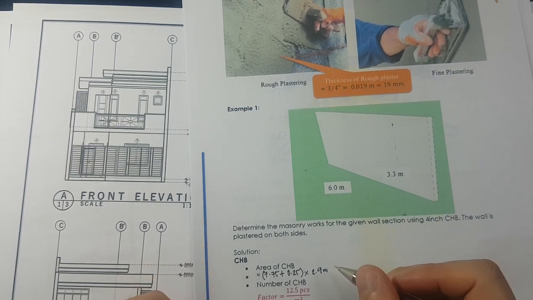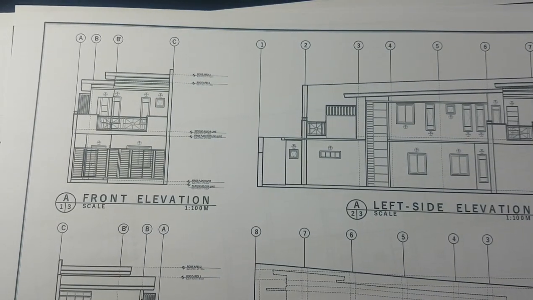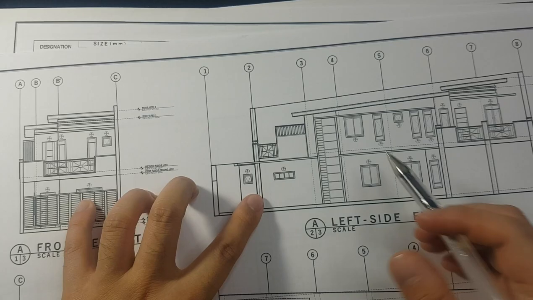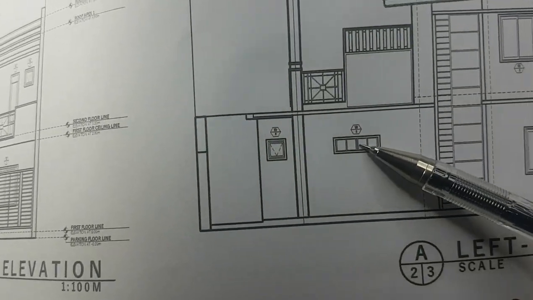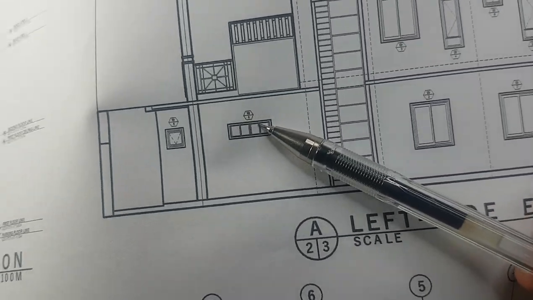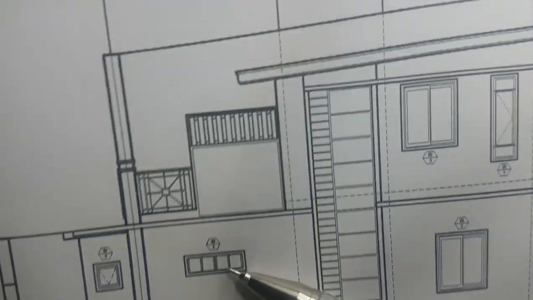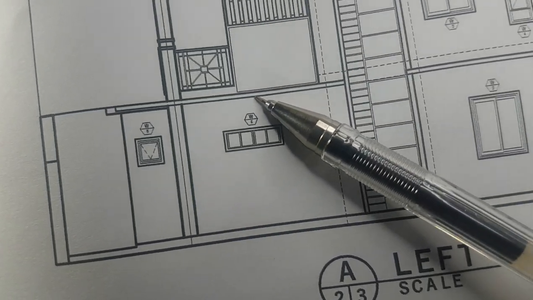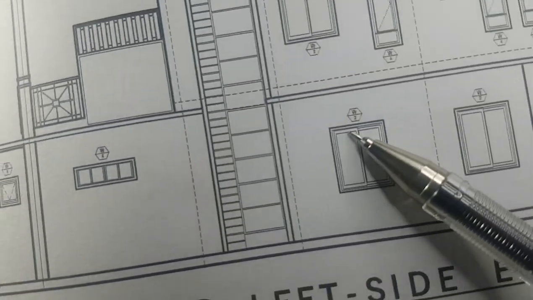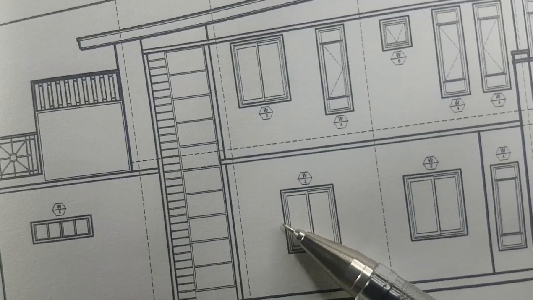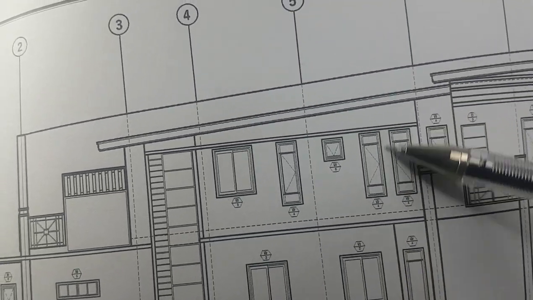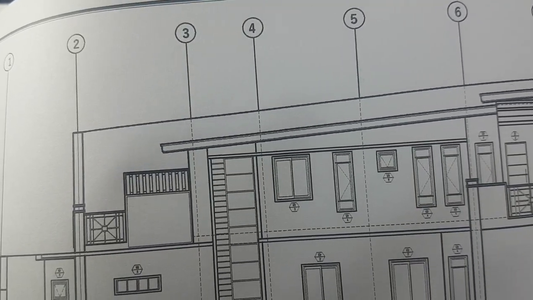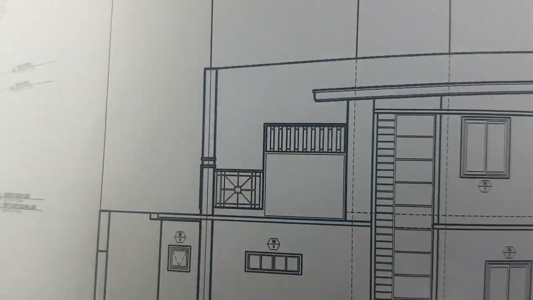Are we done? No, we're not yet done, because we need to subtract the area of the different windows. We have here window 2, and window 5. We have another window 2. Here we only stopped at window 5. So window 5, window 2.